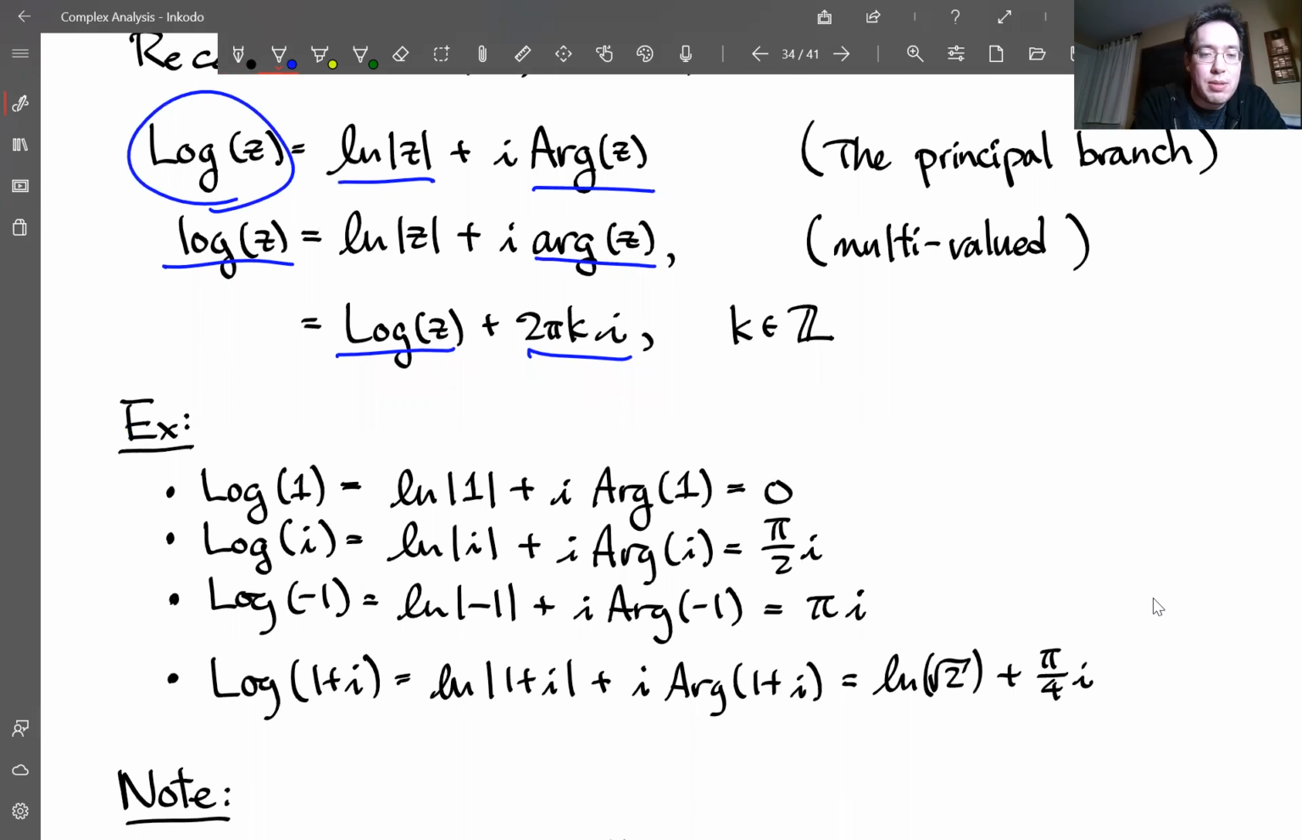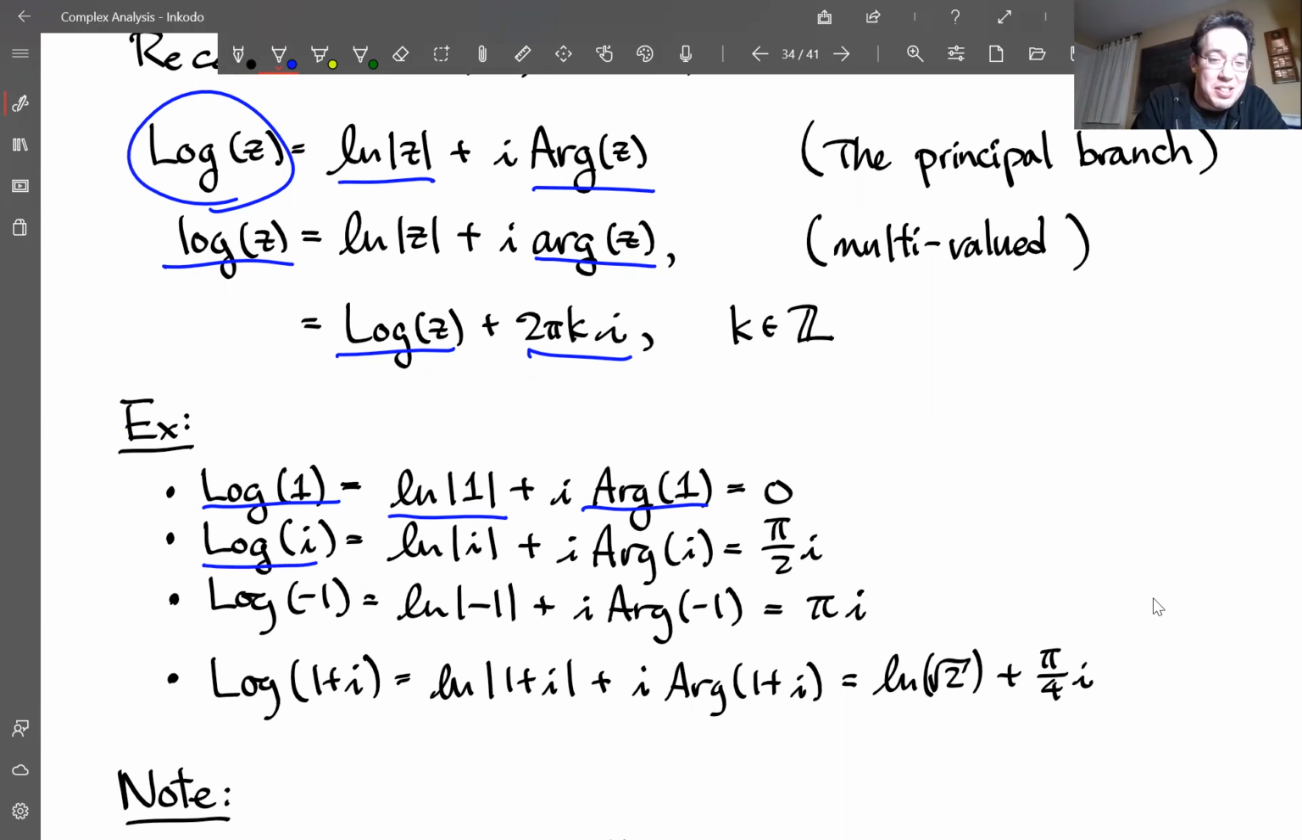Log of 1 is the natural log of the absolute value of 1, which is 0. And the argument that the positive number 1 makes with the positive real axis is 0. So Log of 1 is still 0 in the complex sense.